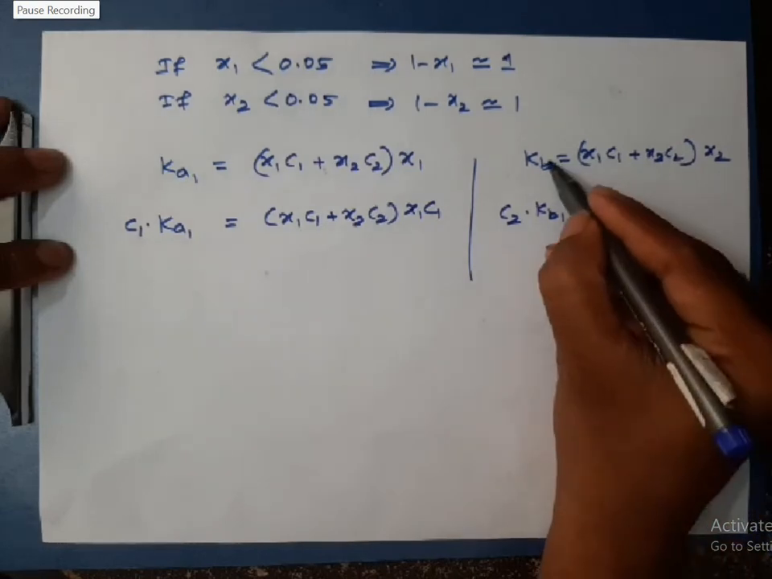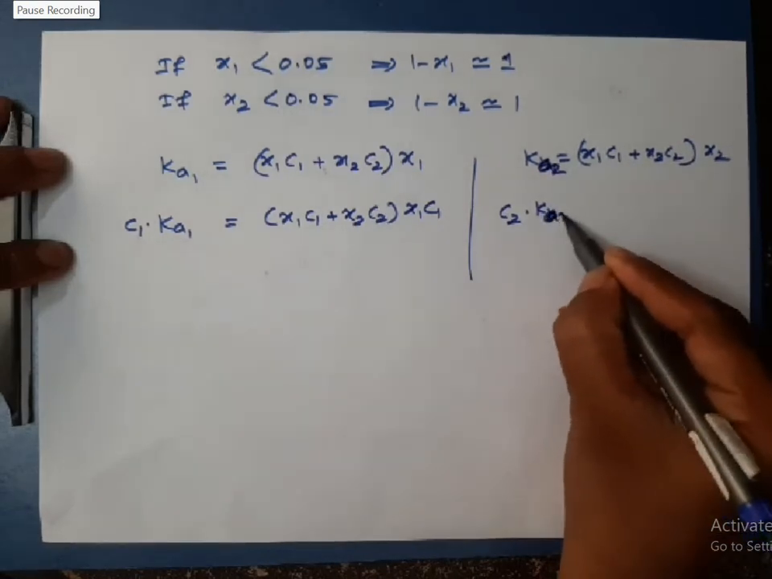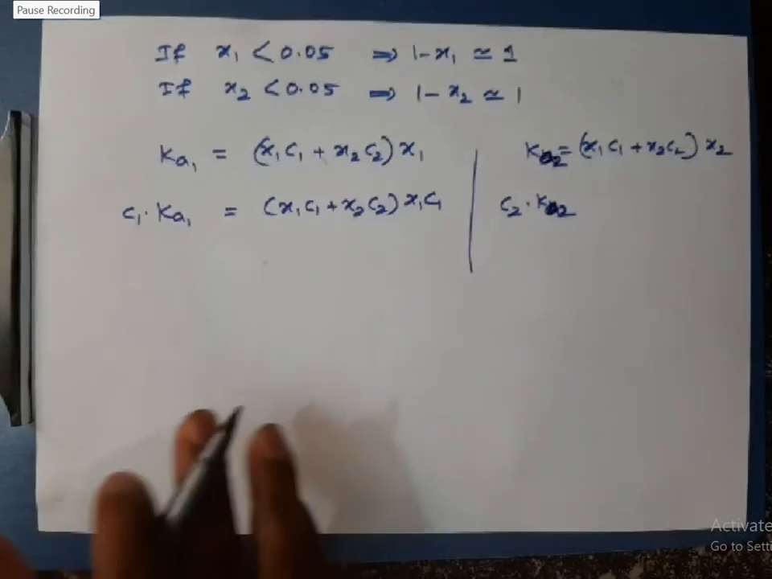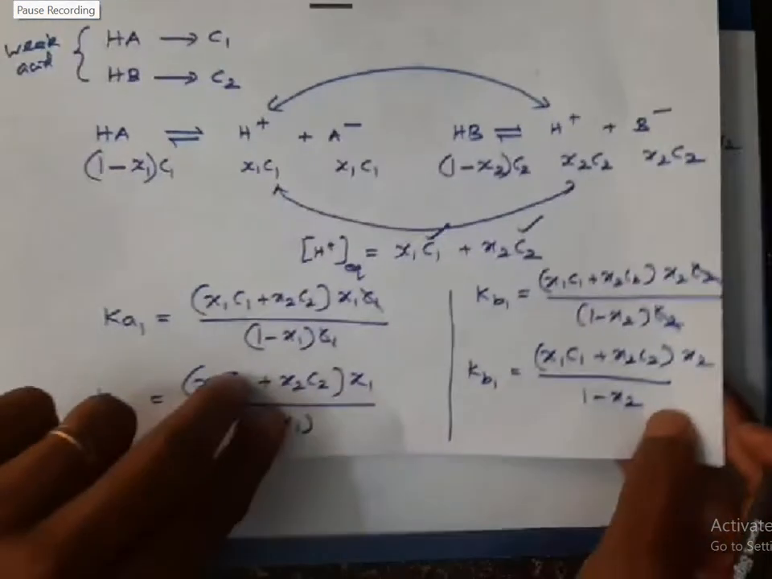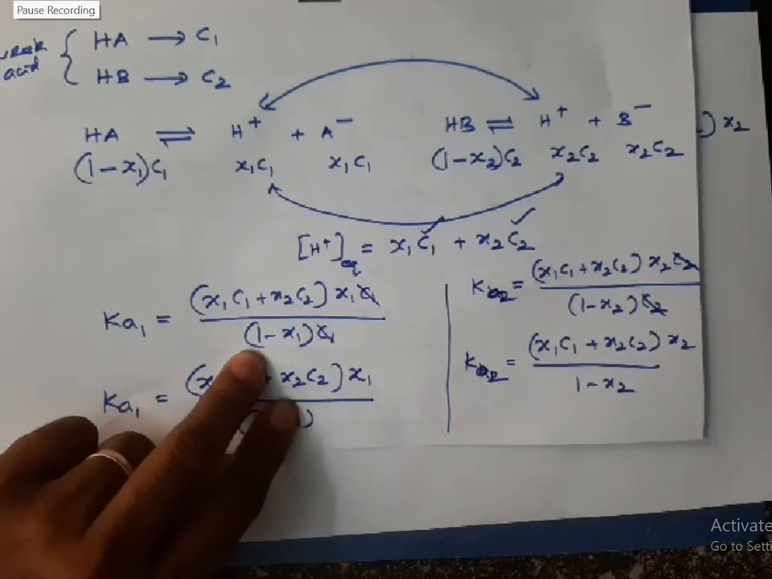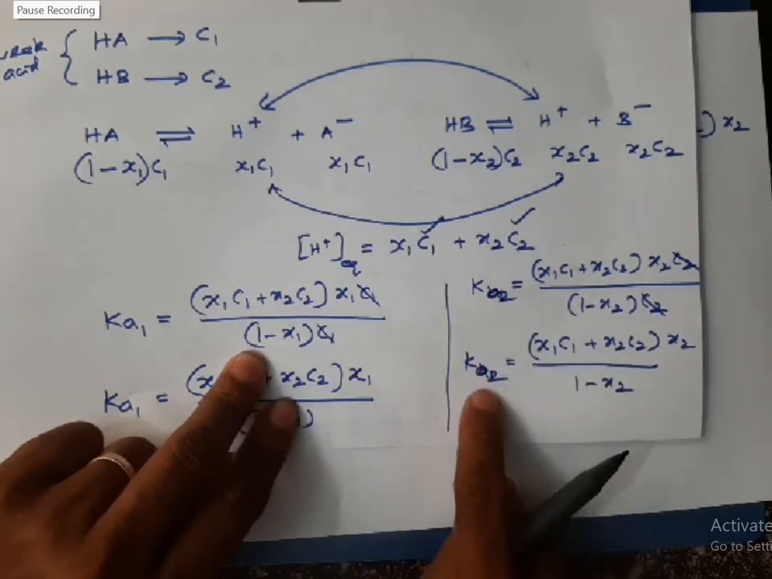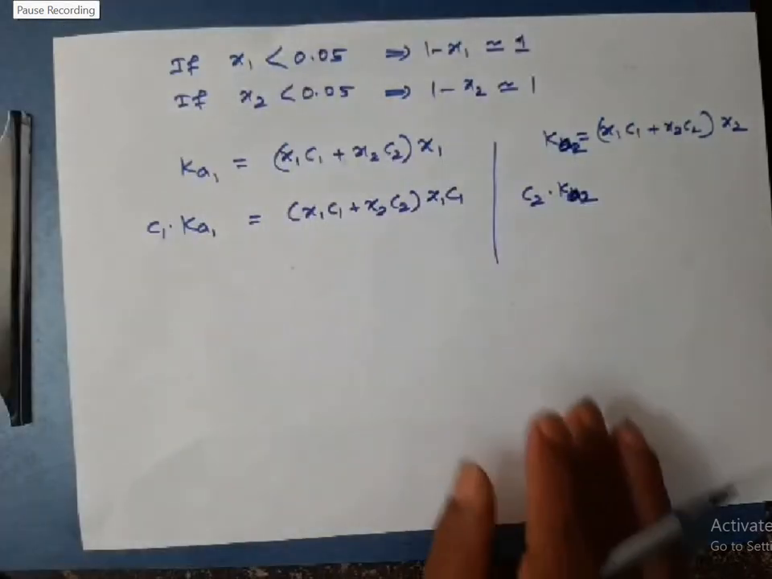I'm sorry, this is not Kb1, it's Ka2. I'm very sorry. Both are acid. No, I'm sorry, I made a mistake. Let me make this correction here. This is Ka2. Right? A represents acid. So this is Ka2. This is also Ka2. Okay.